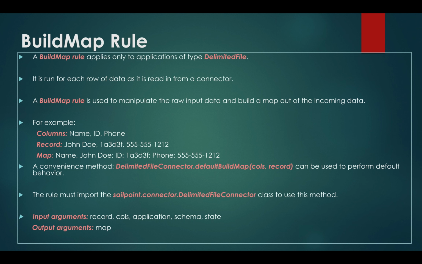If we don't define a build map method, then the build map rule uses the DelimitedFileConnector.defaultBuildMap(columns, records) method to perform the default behavior to generate the build maps. This build map rule must also import a class, that is sailpoint.connector.DelimitedFileConnector. Therefore, the input arguments for the build map rule are records, columns, application, schema, state, and the output argument is a map.